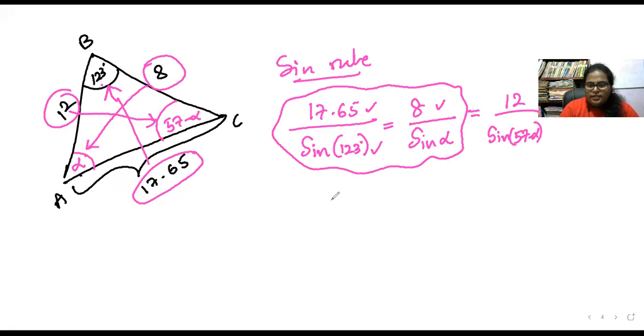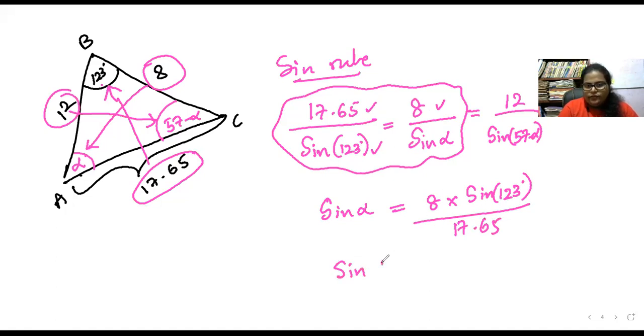So we can make sine alpha the subject by using this equation: sine alpha equals, we multiply 8 and sine 123, divide by 17.65. By calculating these, you can get a numerical value for sine alpha. It is 0.3801. So we can get alpha by using a calculator.